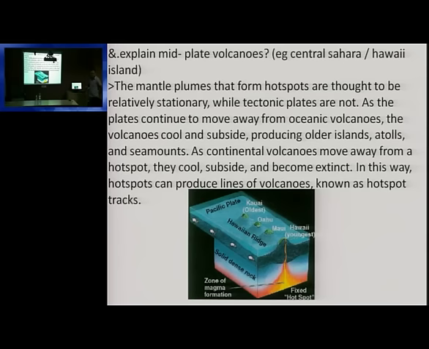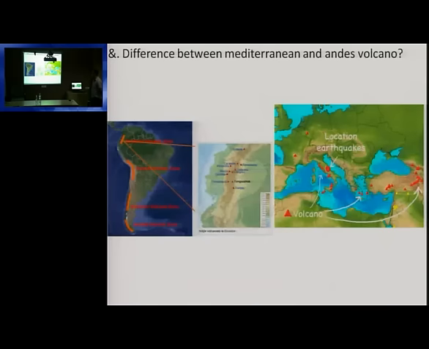The mantle plumes that form hotspots are thought to be relatively stationary, while tectonic plates are not. As the plate continues to move away from oceanic volcanoes, the volcanoes cool and subside, producing older islands, atolls, and seamounts. As continental volcanoes move away from a hotspot, they cool, subside, and become extinct. In this way, a hotspot can produce a line of volcanoes known as hotspot tracks. This I've already explained. This is the basic difference between Mediterranean and this type of volcano.